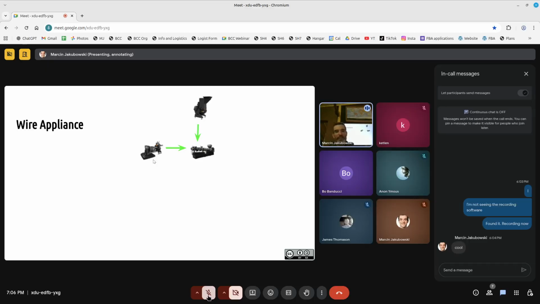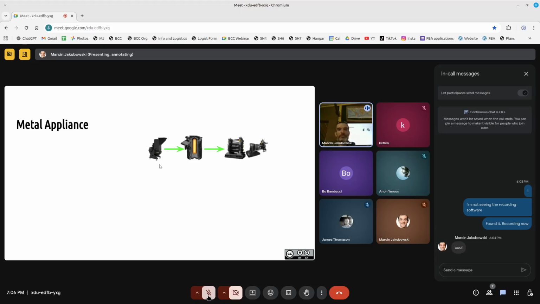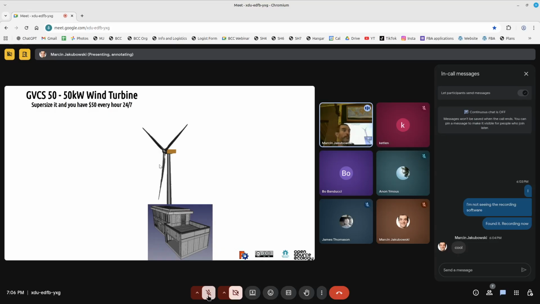Wire appliance. I get crazy thinking about all these other things, like say you want to recycle using a small induction furnace. The induction furnace is a part of the Global Village Construction Set, and so is a shredder. How about just spitting out fresh metal from the waste metal that you have in your house? Why not? Okay, we asked about wind turbines. Yeah, you can put a big one on your house. We have a 50 kilowatt wind turbine in the Global Village Construction Set. Hey, supersize that.